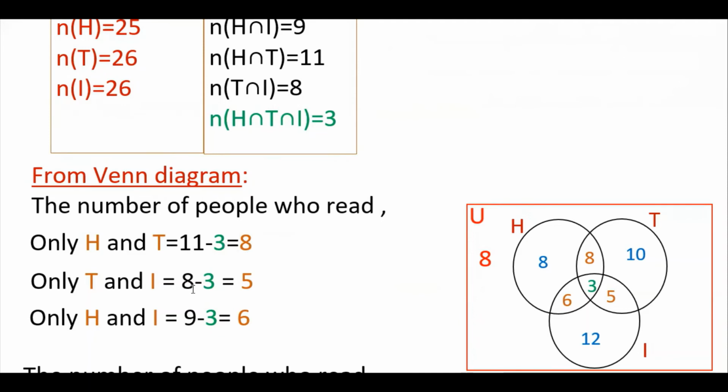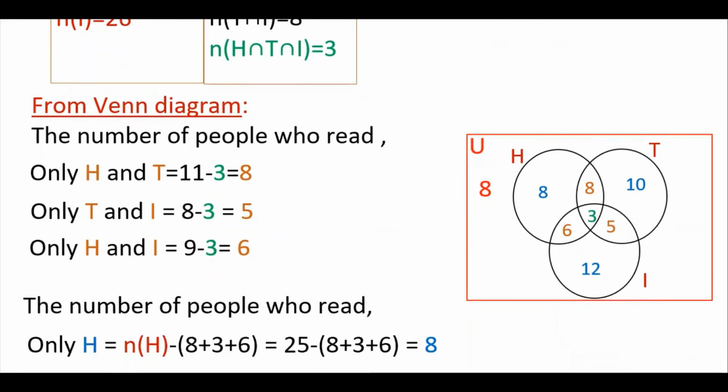And only T and I, that is n(T ∩ I), this is 8. 8 minus 3, that is 5. This is 5. And only H and I. So H and I, that is 9. 9 minus 3 is equal to 6. So this value is 6. 8, 5, 6. These are the values, the number of people who read only these two papers.